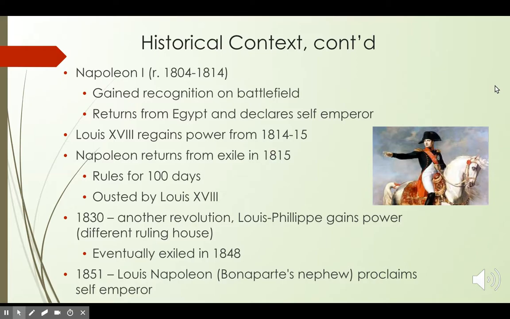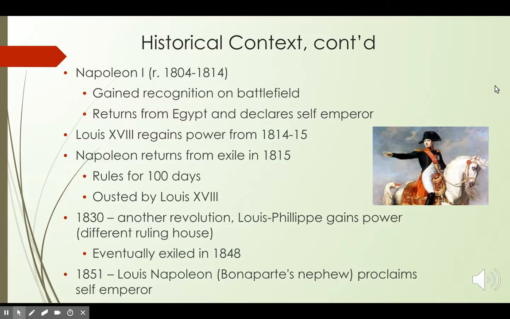In 1814, Louis XVIII regains power. Well, just for a year. Then, in 1815, Napoleon returned from where he had been exiled and ruled for 100 days. After this, he was ousted by Louis XVIII again. That's a lot of change in power for people, and you can imagine that this did not go well for the people of France. Notice that 1815 is when this book starts.